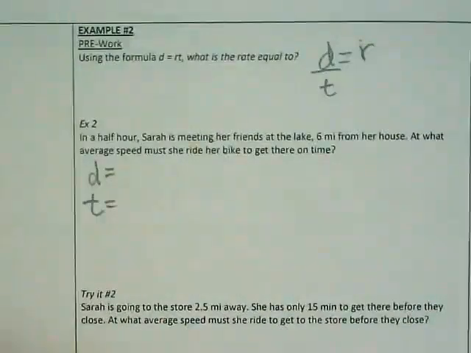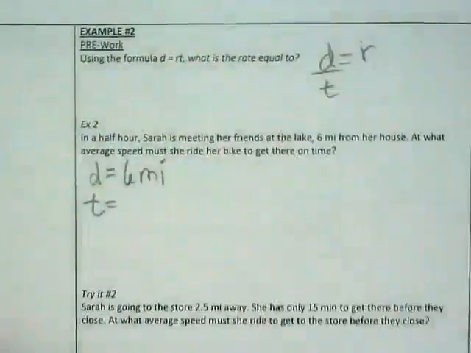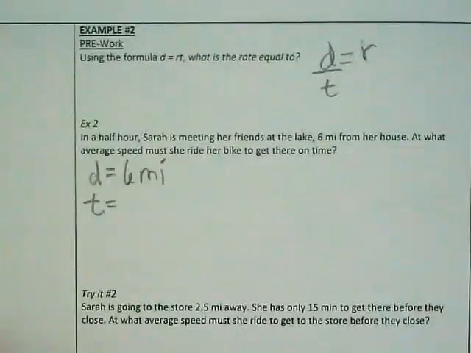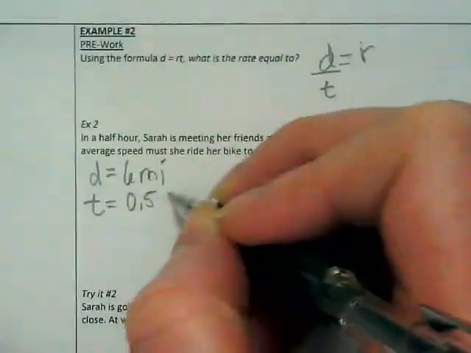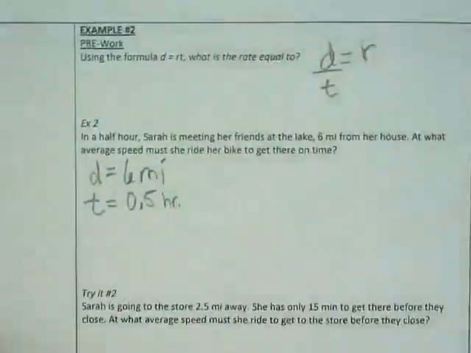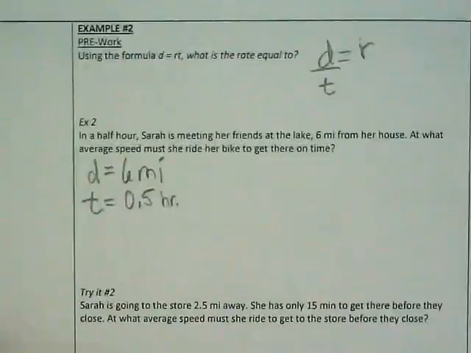What is our distance? 6 miles. What is our time? I'm going to put that as 0.5 hour. Turn and talk to your neighbor. Why would it make sense to, instead of putting 30 minutes, put that as 0.5 hour?